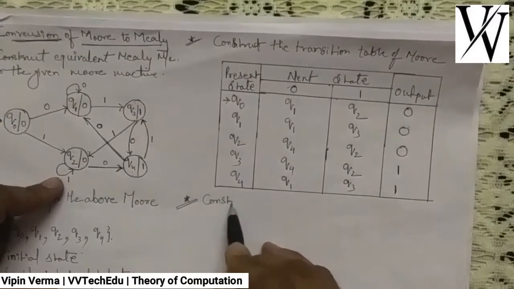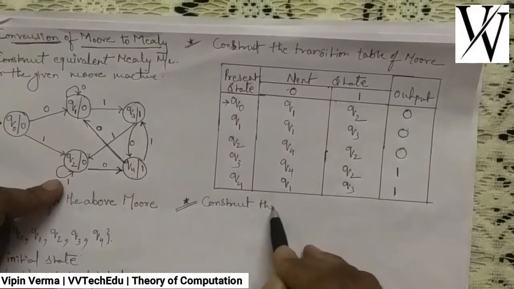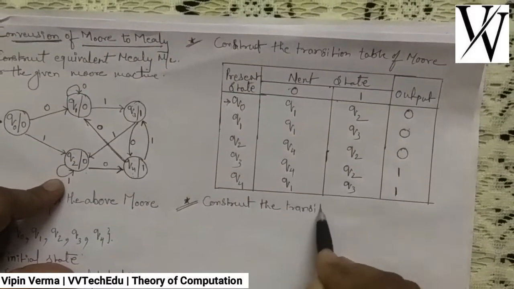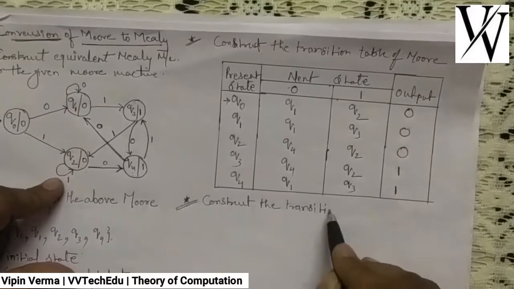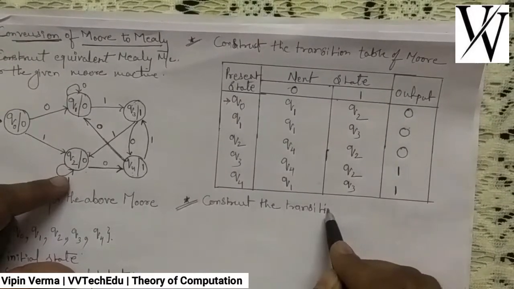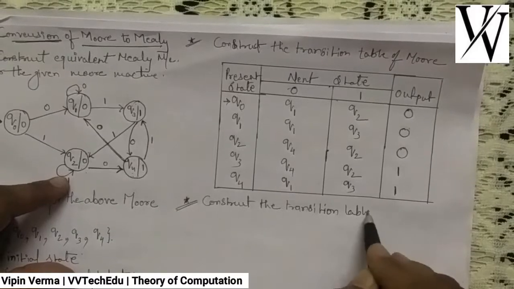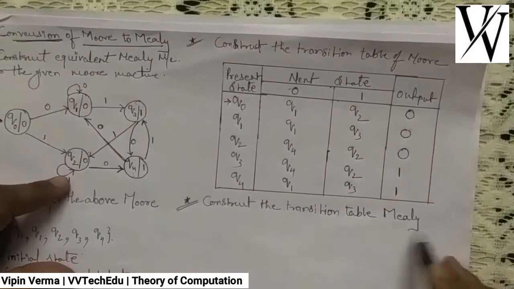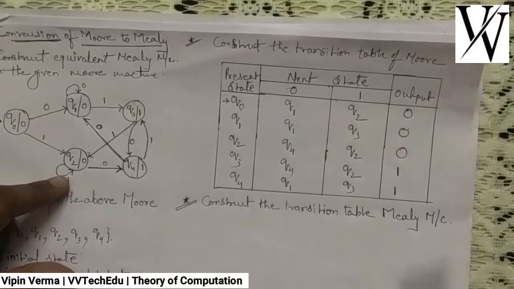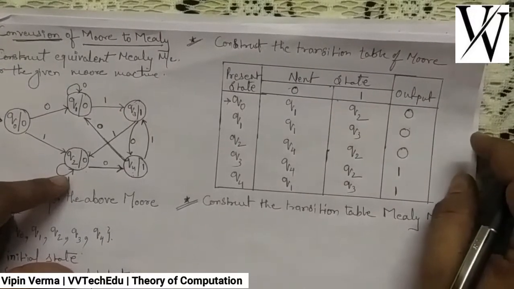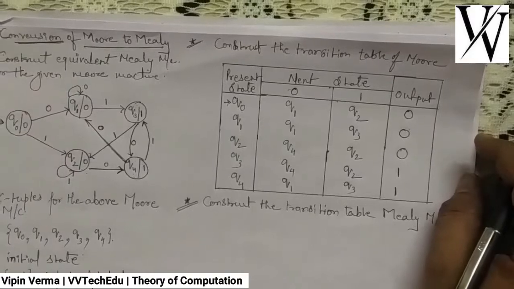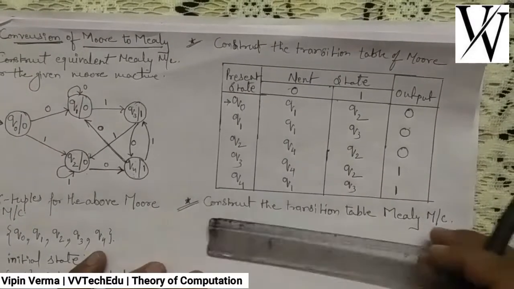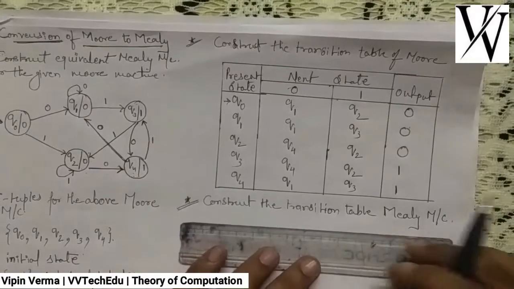Now we need to convert it into the equivalent. Construct the equivalent transition table of the required Mealy machine, that is, the transition table of the Mealy machine that is asked in the question. Okay, so for this again I'm drawing the table structure first.